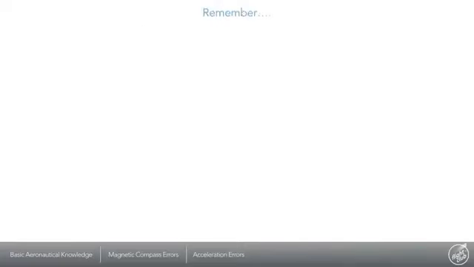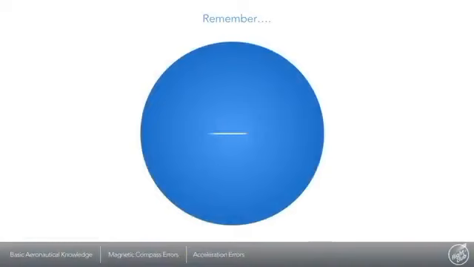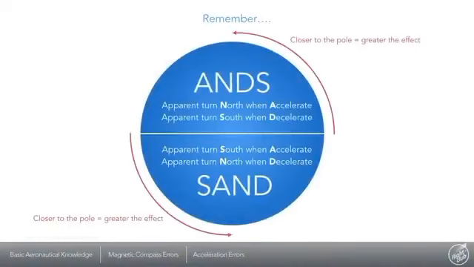Remember these mnemonics. Use ANS in Northern Hemisphere and SAND in Southern Hemisphere. We will discuss magnetic compass turning errors in the next video on this subject.